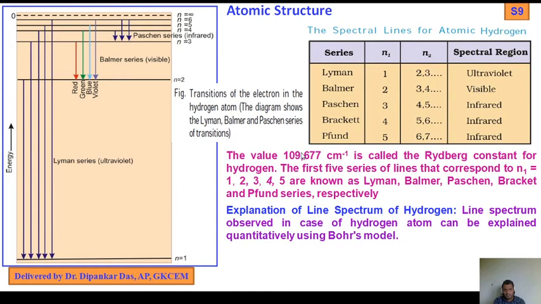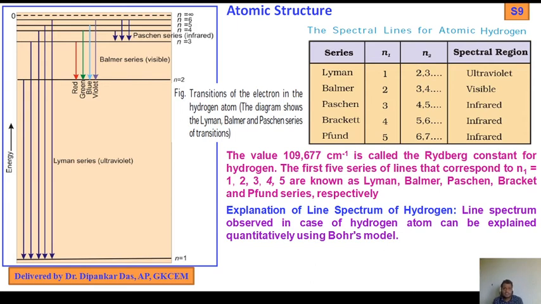Now, explanation of the line spectrum of hydrogen. The line spectra observed in case of the hydrogen atom can be explained quantitatively using Bohr's model. That will be discussed in the next video lecture.